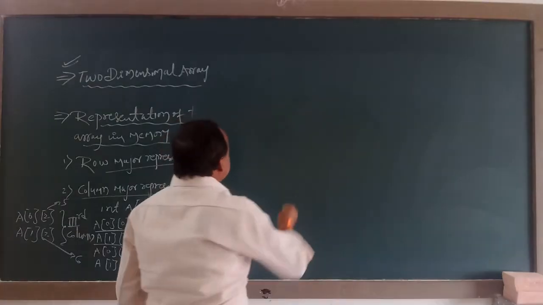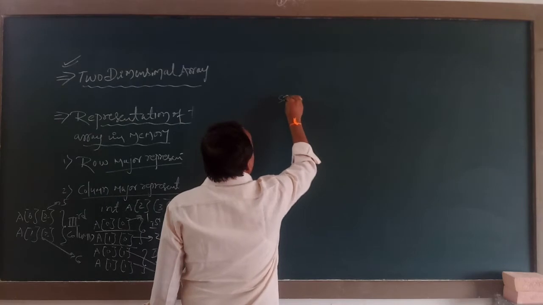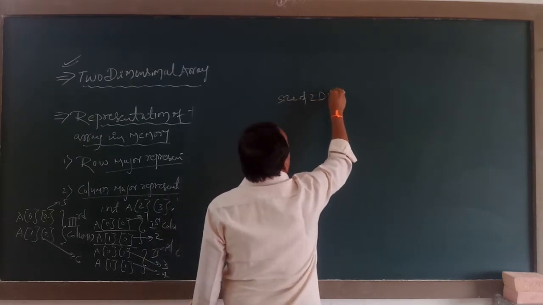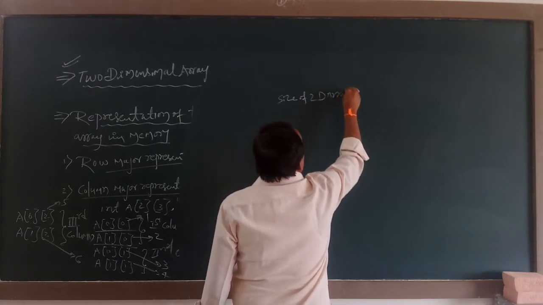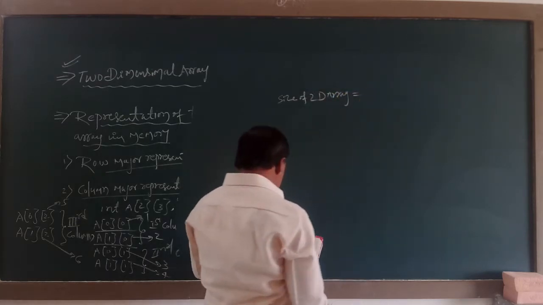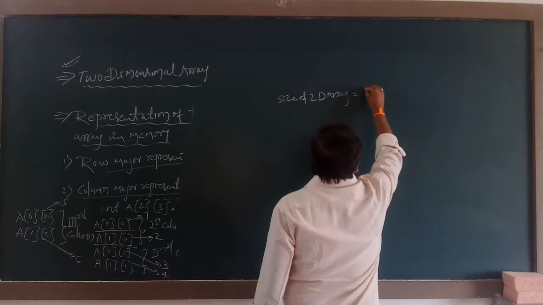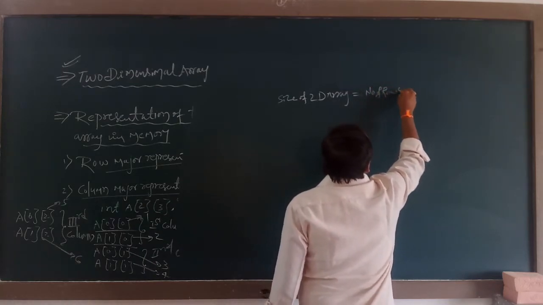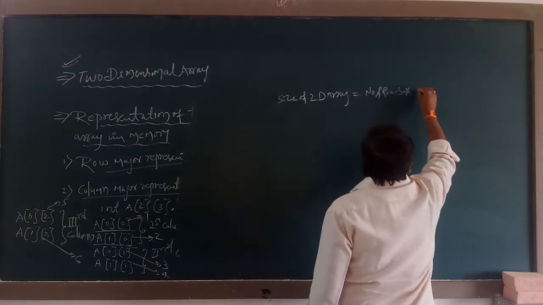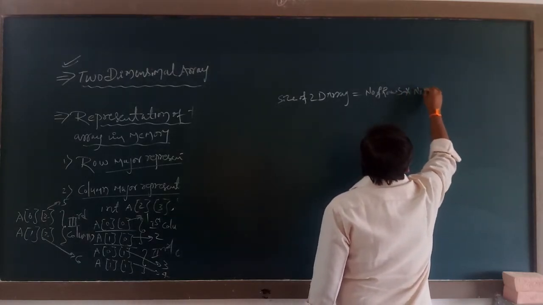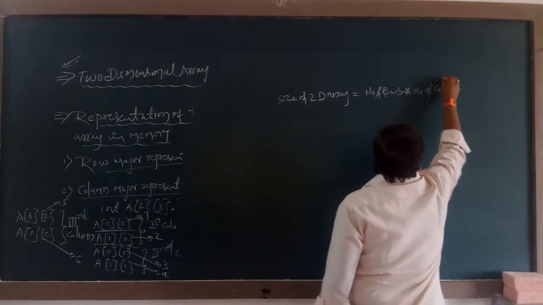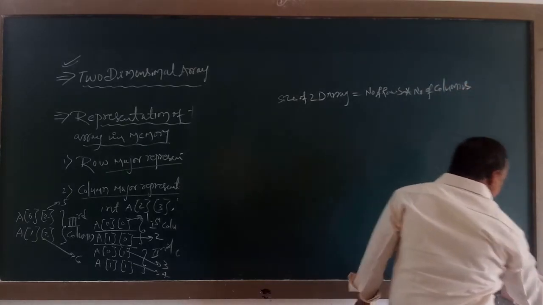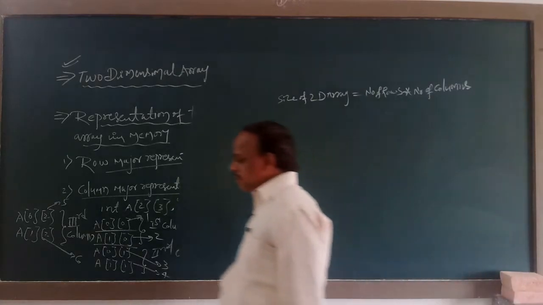The size of a two-dimensional array is equal to what? Number of rows into number of columns, right? Number of rows into number of columns.